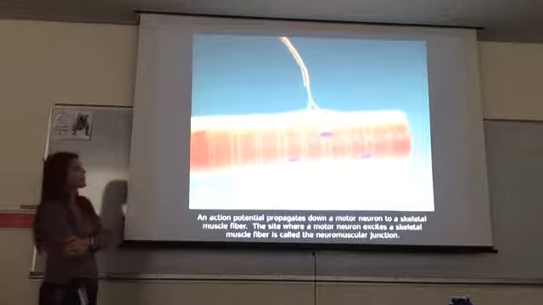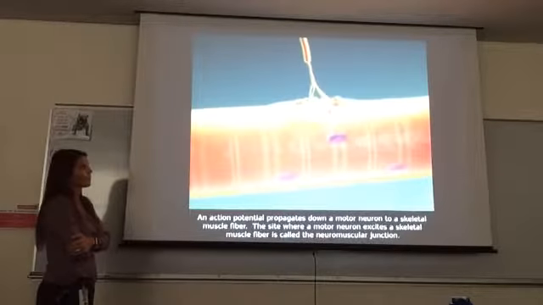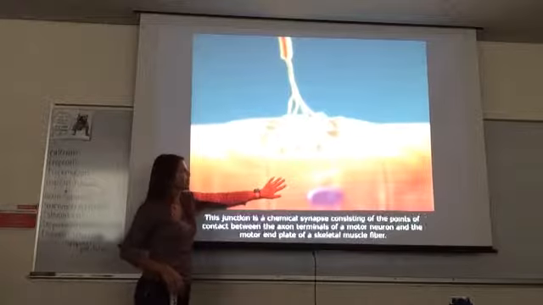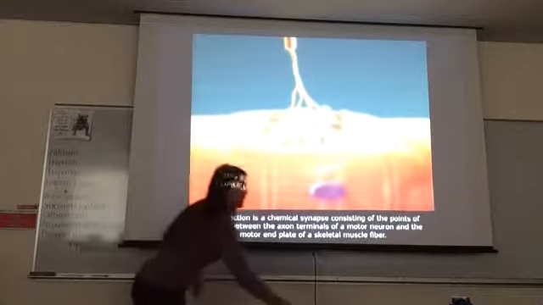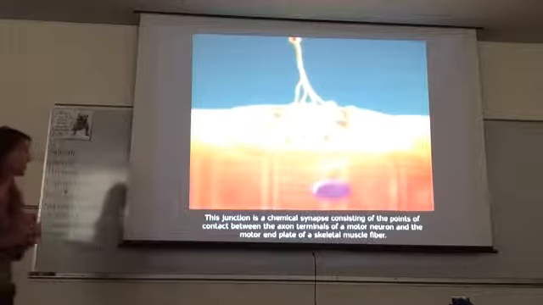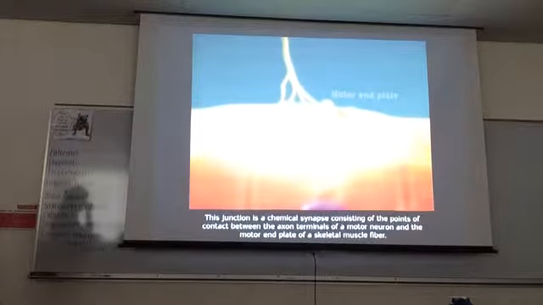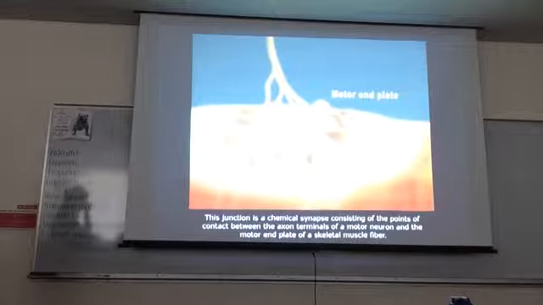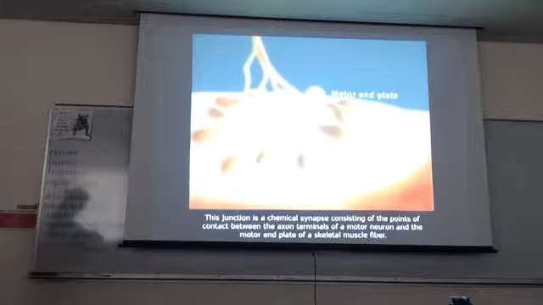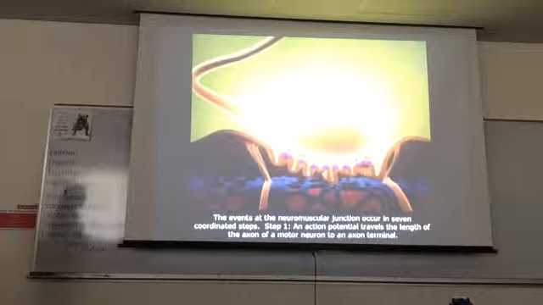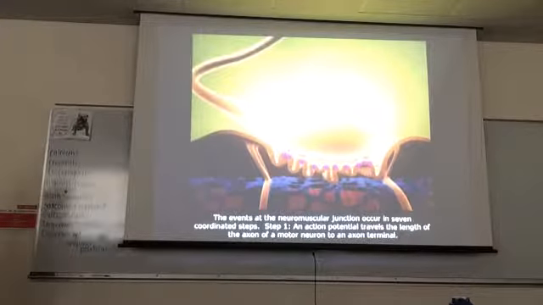The site where a motor neuron excites a skeletal muscle fiber is called the neuromuscular junction. Nerve touching muscle. Technically, this junction is a chemical synapse consisting of the points of contact between the axon terminals of a motor neuron and the motor end plate of a skeletal muscle fiber. The events at the neuromuscular junction occur in 7 coordinated steps.